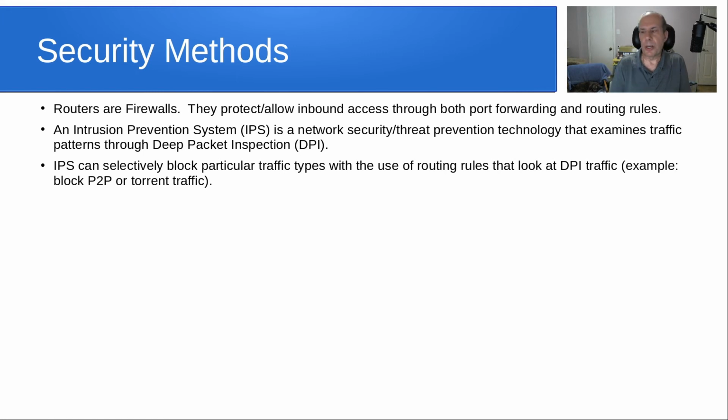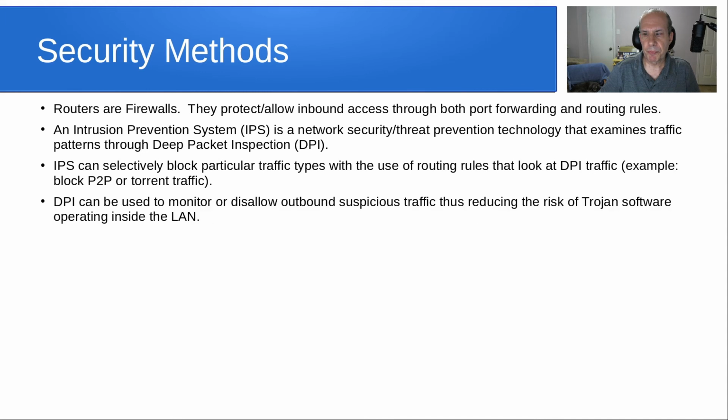Example, you could say, I want to block all peer-to-peer traffic, or I want to block all torrent traffic on my network. And it would block that outbound traffic from you using those particular applications. So routers that support both deep packet inspection and IPS have those capabilities.